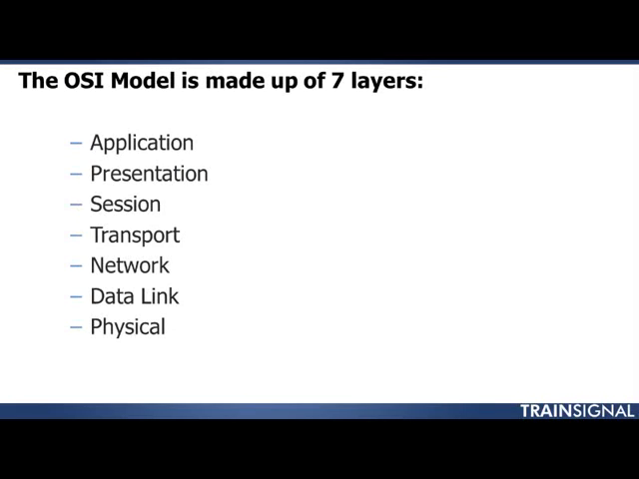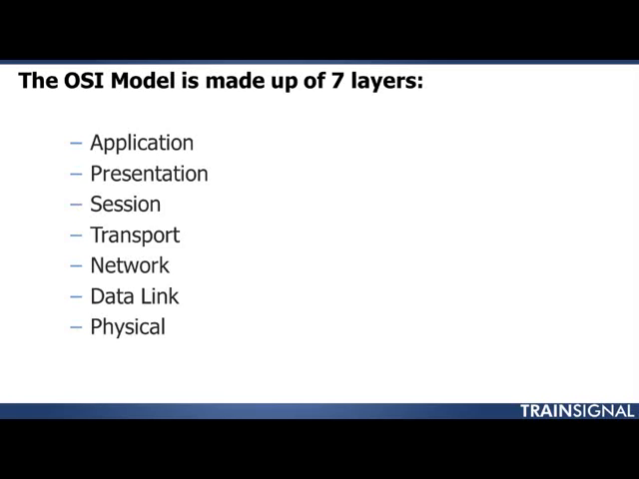Now, the next thing you need to know about the OSI model is that it is a 7-layer model. There are literally 7 layers that you have to learn, you have to memorize, you have to know. You have to know the names of these layers. That's the first step, and I have them listed here. You have application, presentation, session, transport, network, data link, and physical.